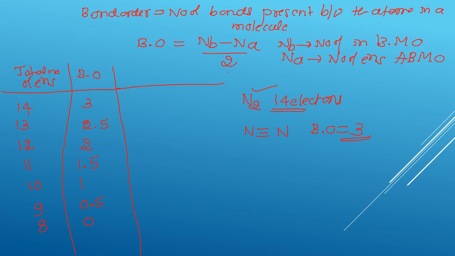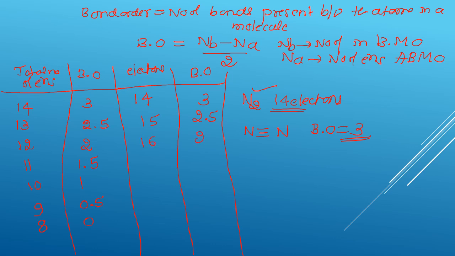Similarly, if the total number of electrons is equal to 14, the bond order is 3. That is true in the case of the nitrogen molecule, isn't it? If the number of electrons is equal to 15, one electron more than the previous, then the bond order is the same as 2.5. If it is 16, then the bond order is 2.